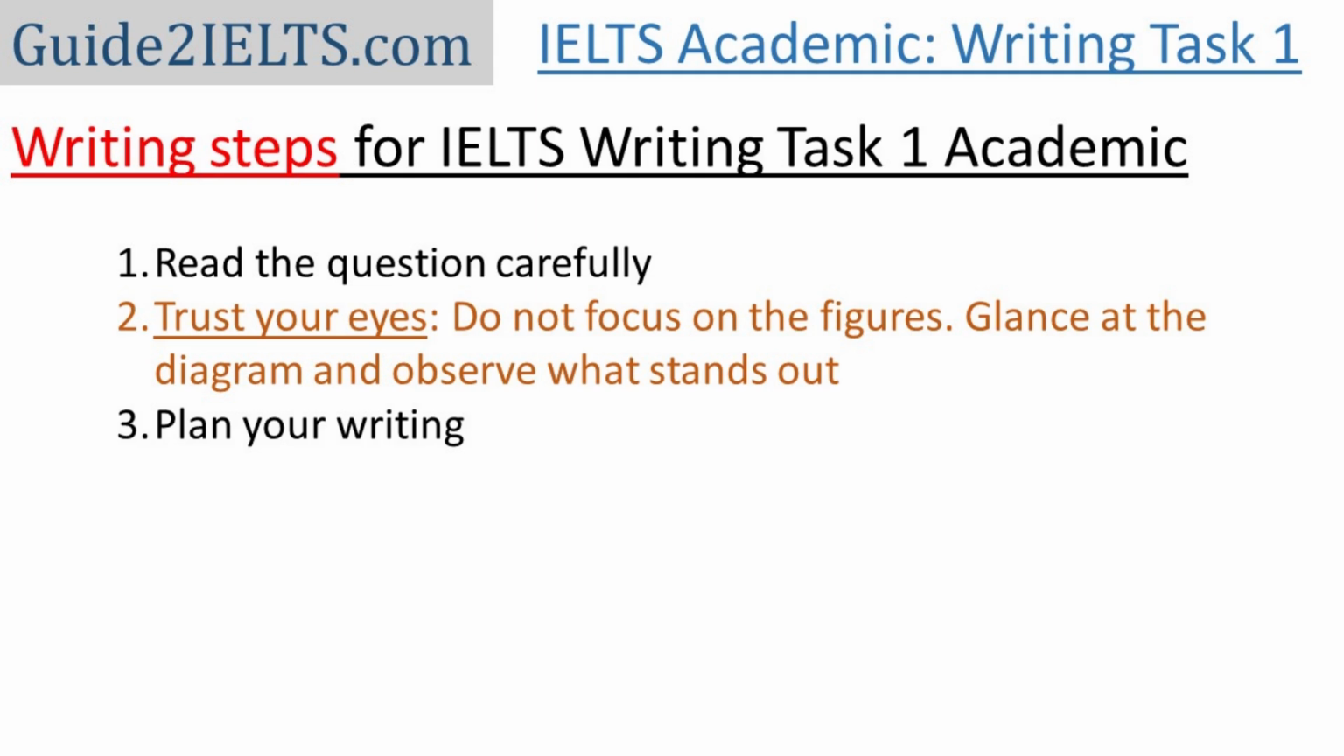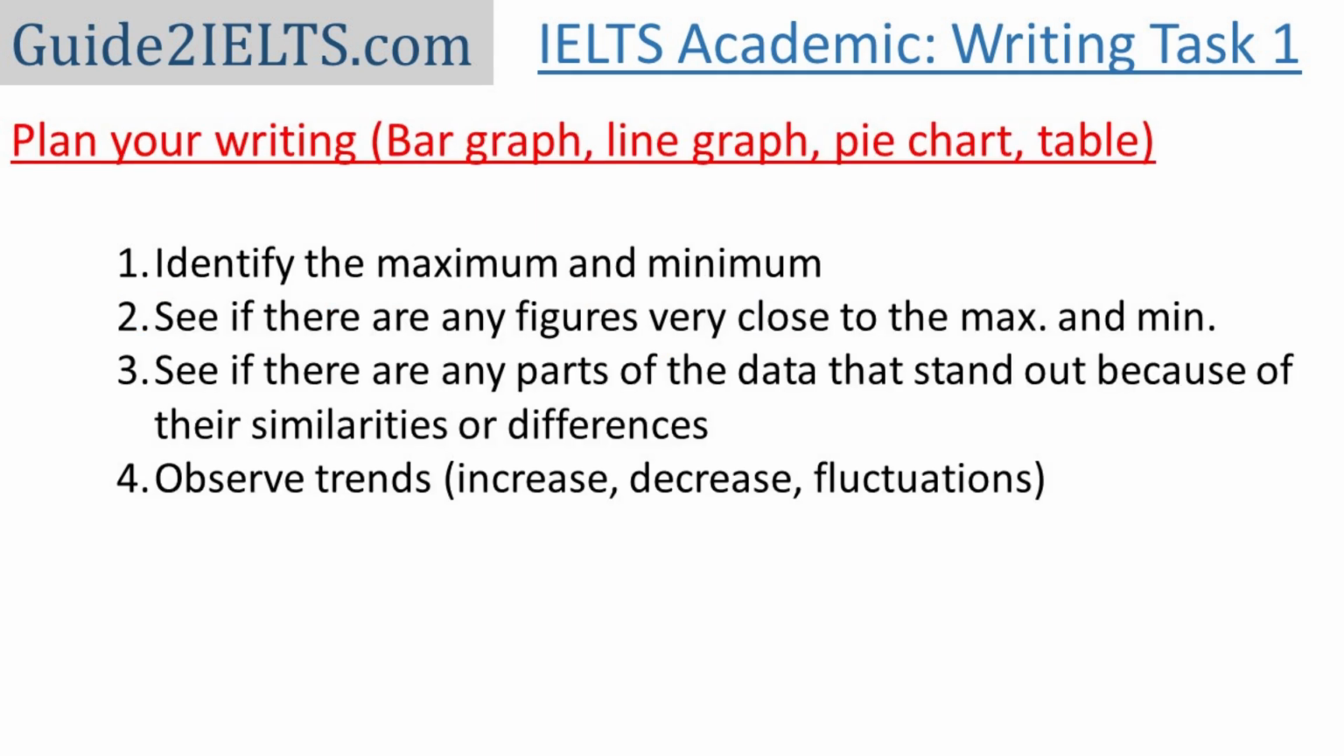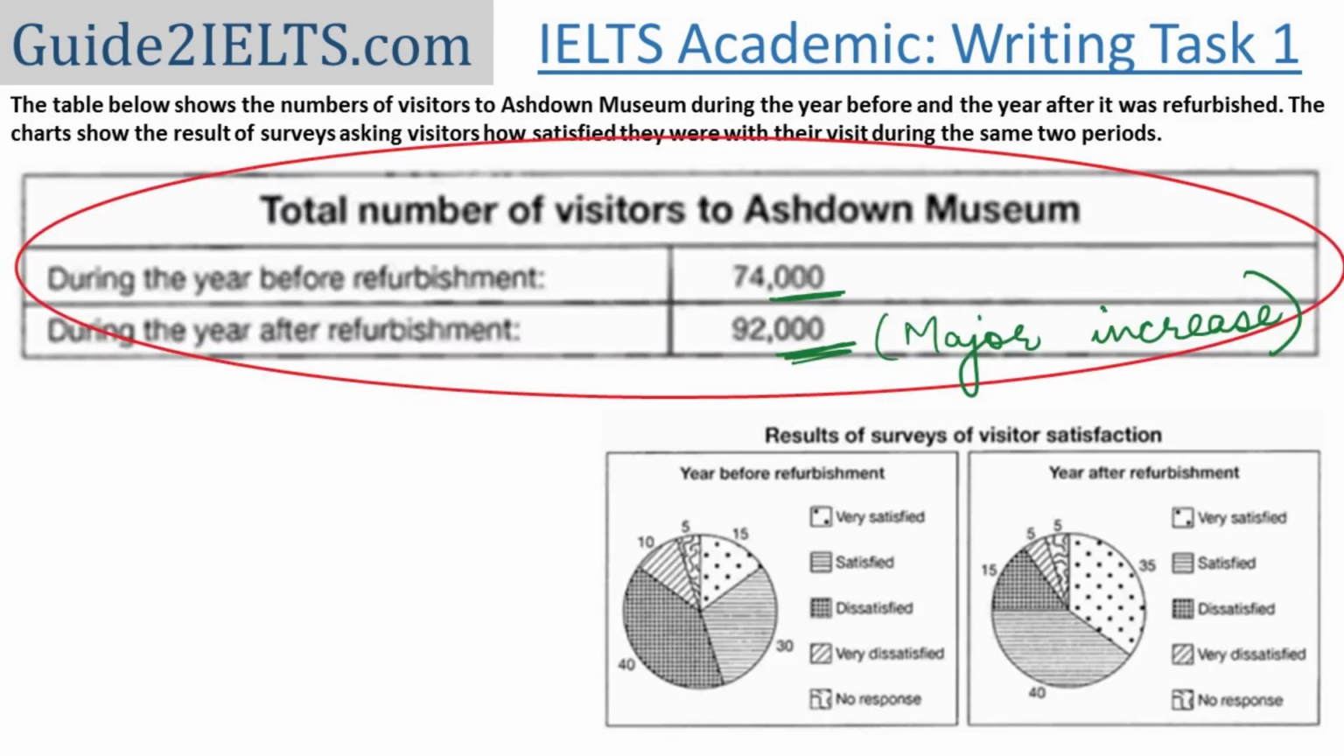Yet I highly recommend that you don't just jump into writing immediately. A good way to start planning of bar graphs, line graphs, pie charts and tables is to look for maximum and minimum, followed by any figures that are very close to it. The writing approach to maps and processes is different, which we have already discussed in other videos. First we look at the table. The table is pretty simple, 2 figures. There's a major increase in the number of visitors after refurbishment.